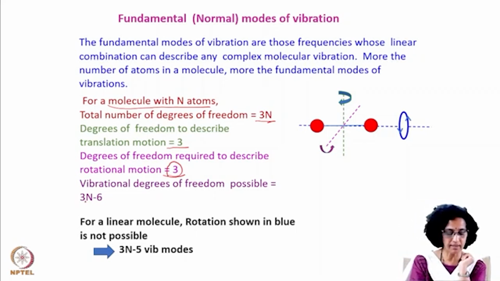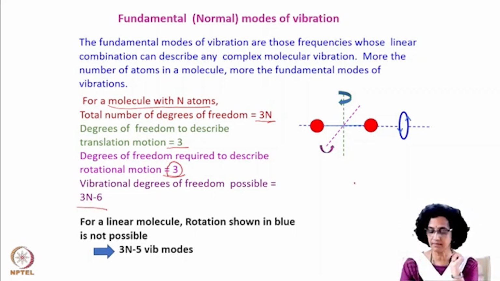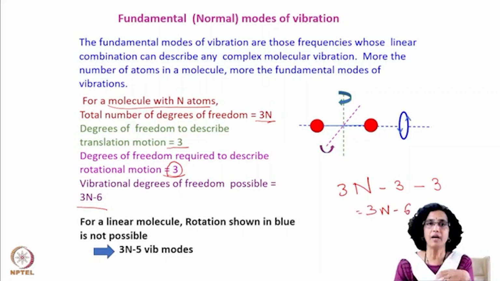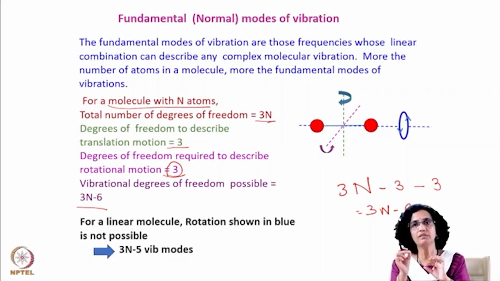So the remaining is 3n minus 6. That is 3n minus 3, which is the degrees of freedom required to describe translation motion, minus 3 required to describe the rotational motion. So 3n minus 6 will be the total number of the vibrational degrees of freedom that are possible for a given molecule with n number of atoms.